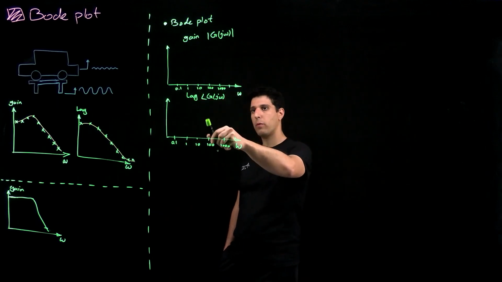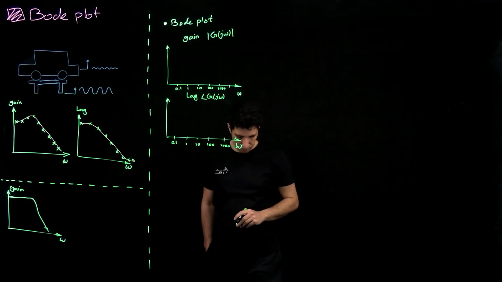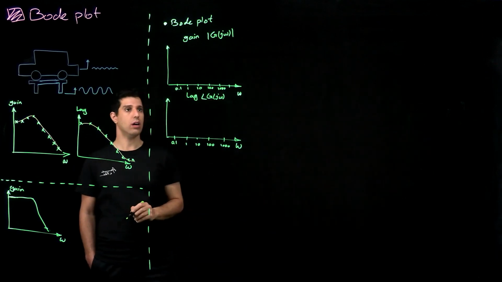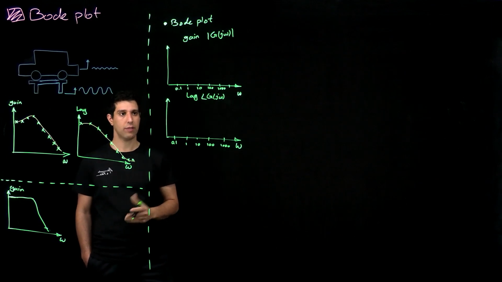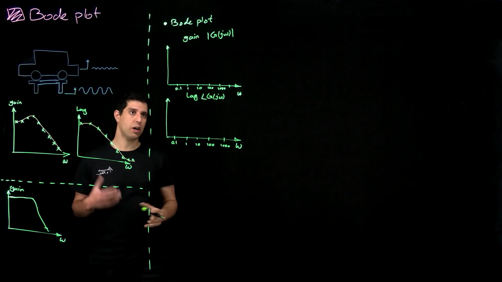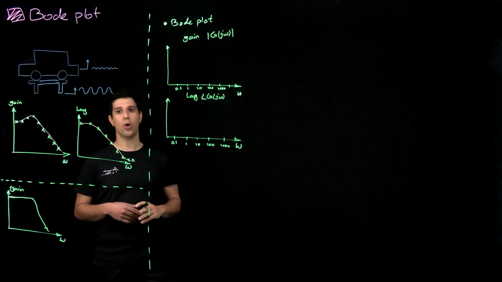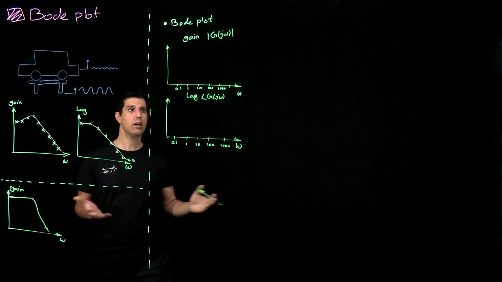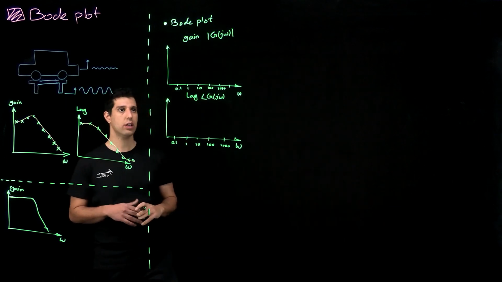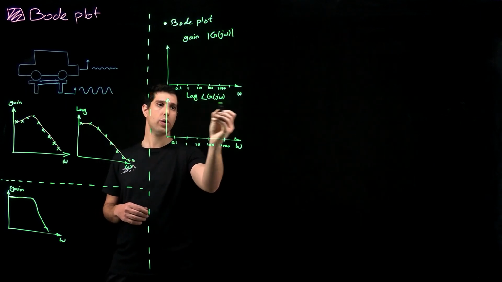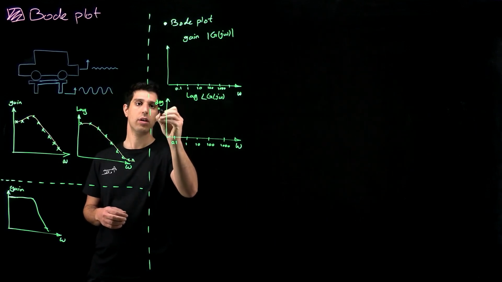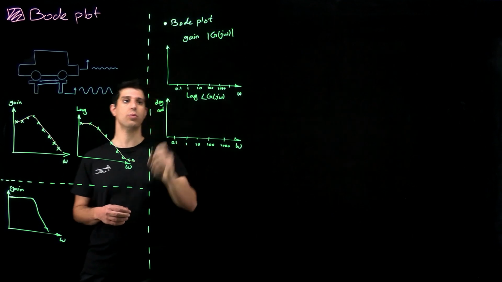Similarly, let's start with lag. Often we just look at the angle of G of j omega, and for the systems we work with, this angle often changes from maybe a few hundred degrees to minus a few hundred degrees, so that's not a very large range. So we stick with this, either plot this in degrees or radians. Degrees is more common.